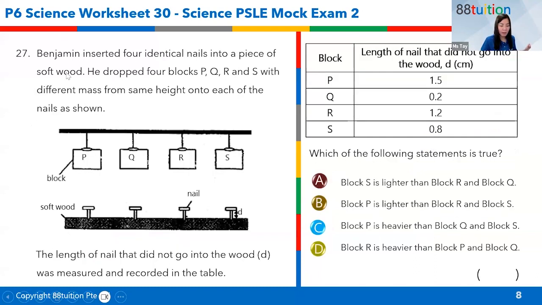Okay, good. 27. Benjamin inserted 4 identical nails into a piece of soft wood. So this is a soft wood. Now imagine these blocks. Let's look at just this one first. If I drop this block P, the block P will hit the nail first, and the nail will pierce through the soft wood.